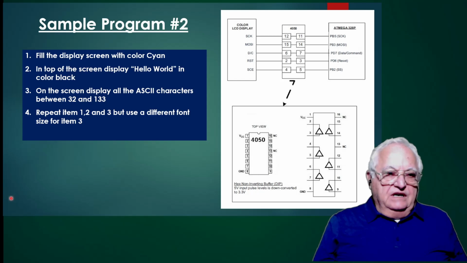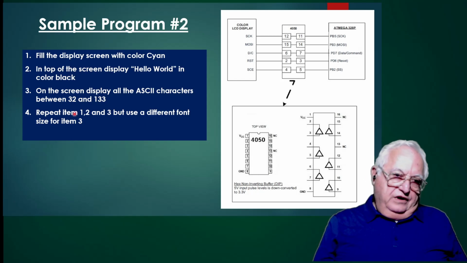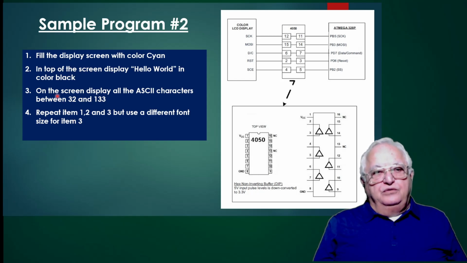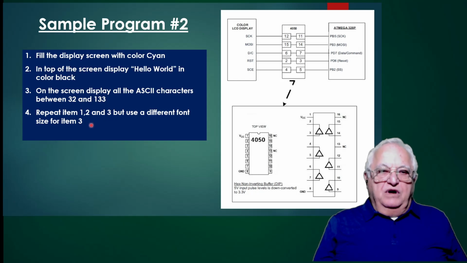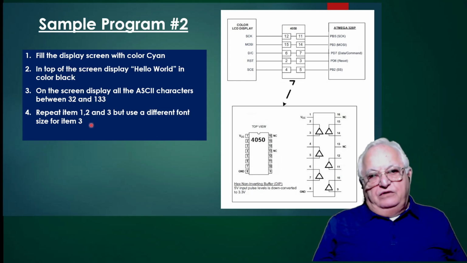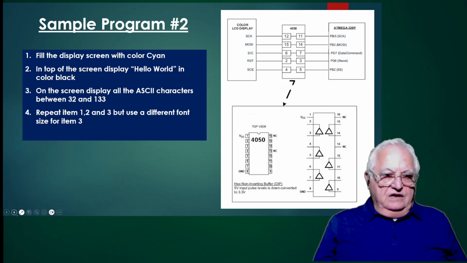So let's get into the programs. Hello World, all the ASCII values between 32 and 133. Then Hello World again, and then all the ASCII values between 32 and 133, but we're going to use a smaller font. So let's look at the code.